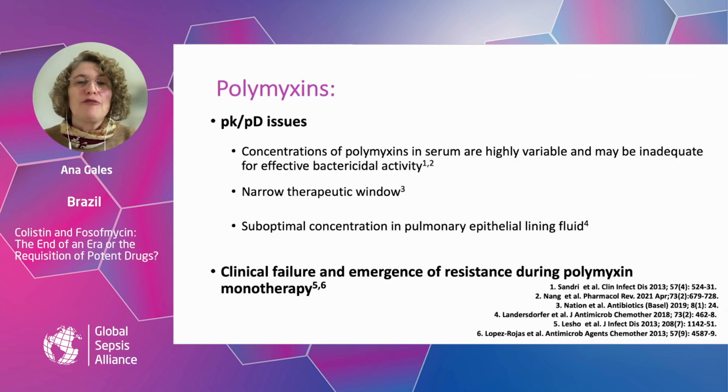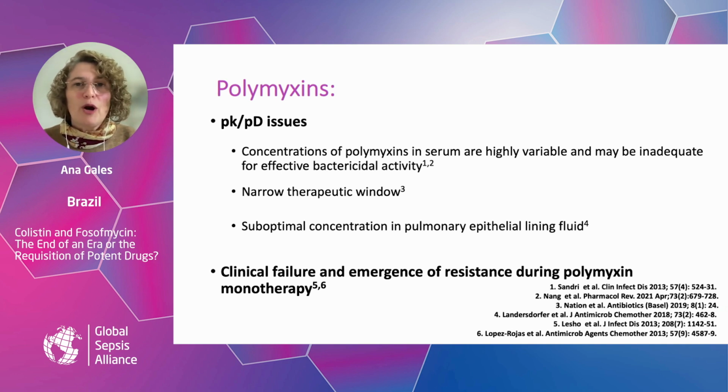We also have problems with PK/PD issues. Concentrations of polymyxins in serum are highly variable and may be inadequate for effective bactericidal activity. They have a narrow therapeutic window. To have a rapid bactericidal effect in severe infections, I need a concentration of around 2 micrograms per ml to achieve a reduction of 1 log10 in bacterial count. And this is also a concentration that is very close to causing nephrotoxicity.